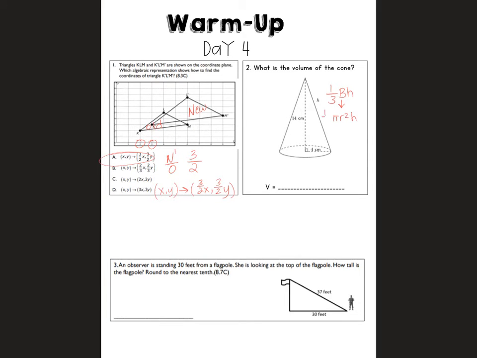And this is definitely something that you could have looked up on Google to get that formula. Once I have my formula, I'm going to start taking my numbers and plugging them in. So I have 1/3, I have pi, my radius is 4, and I'm going to square that. And then I have my height, which is multiplied by 14. I'm using parentheses to show that I'm multiplying.